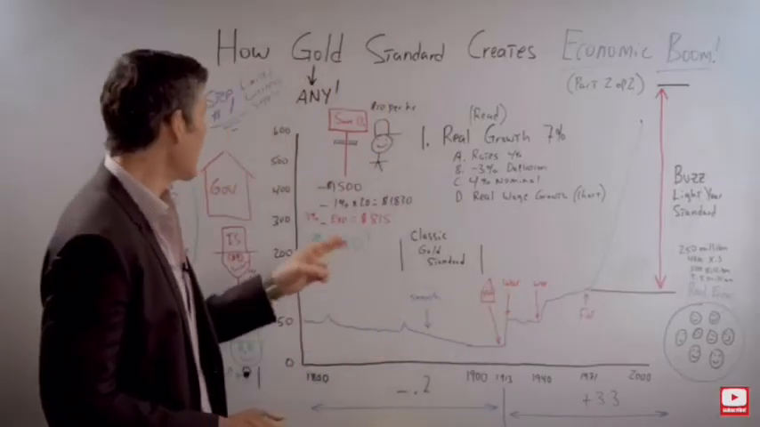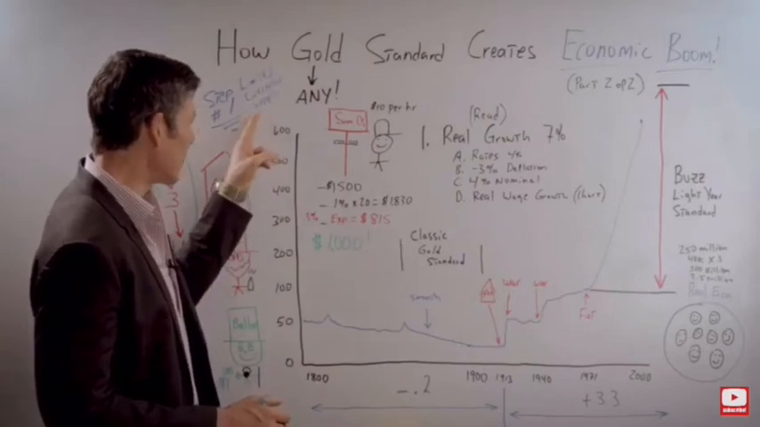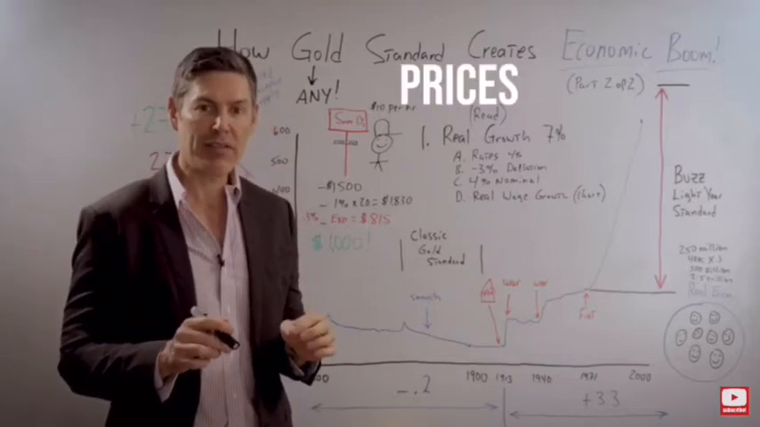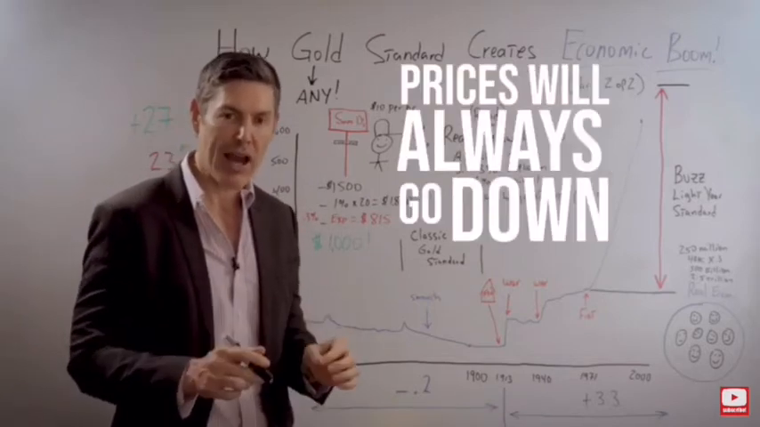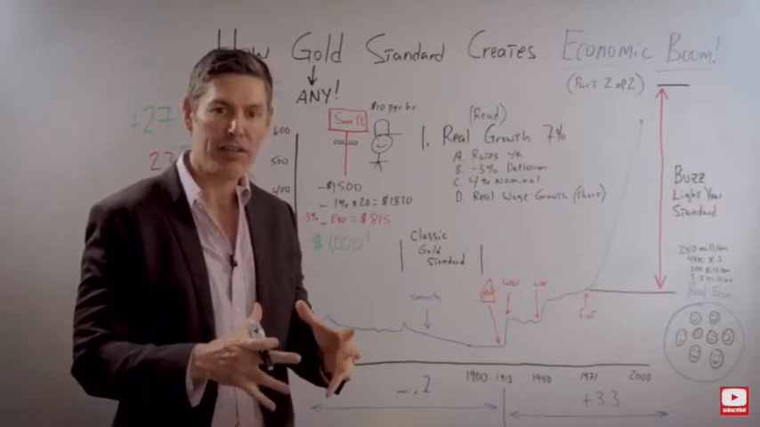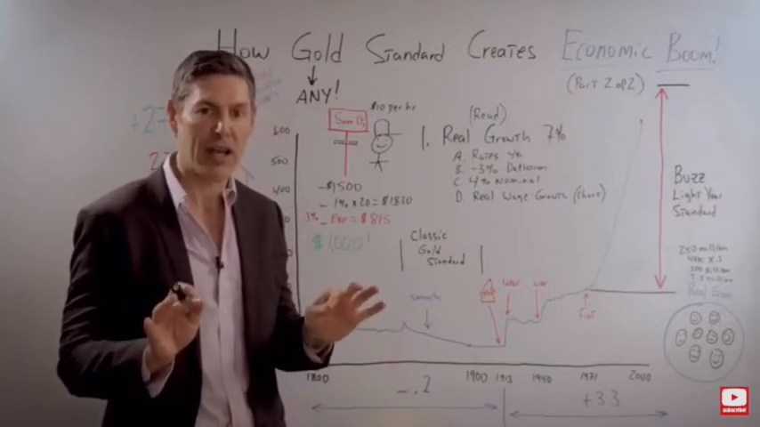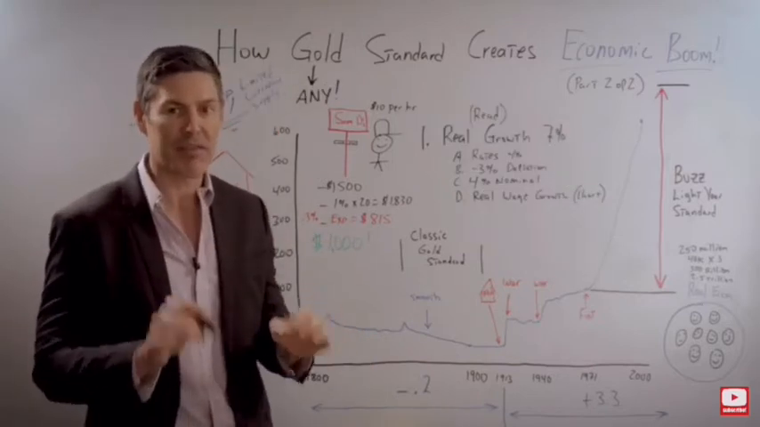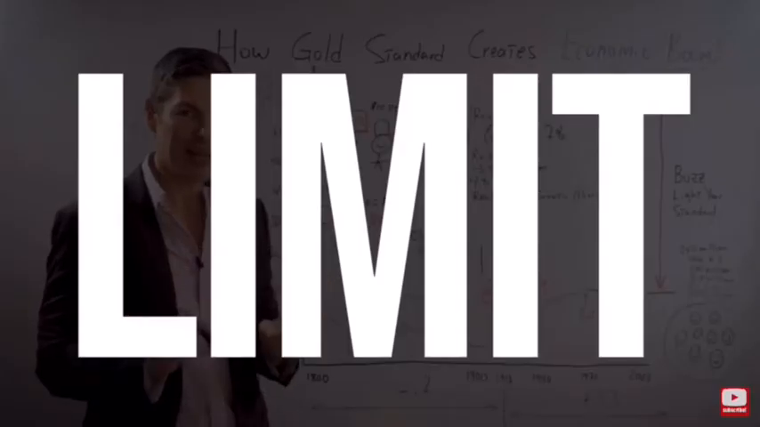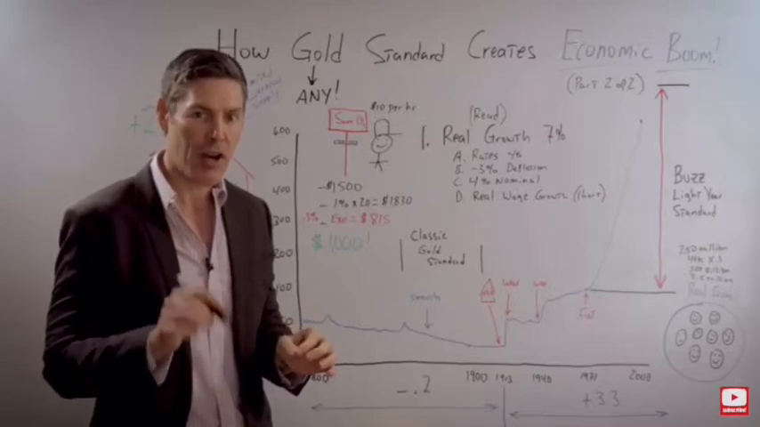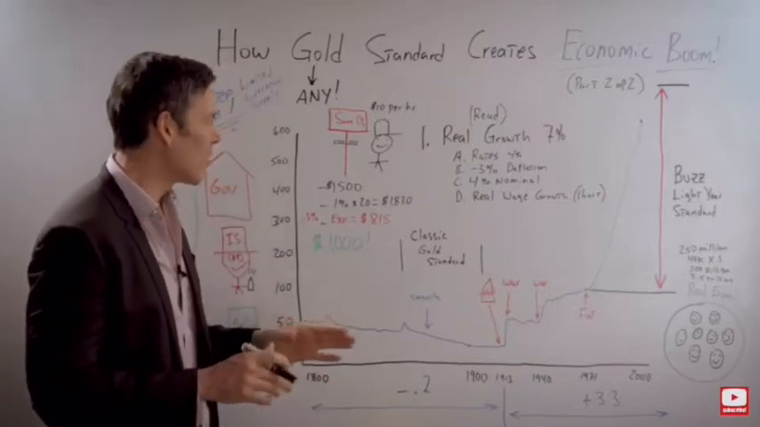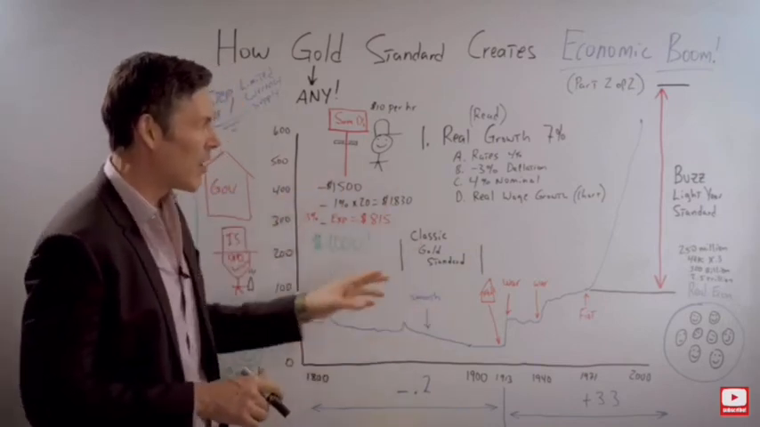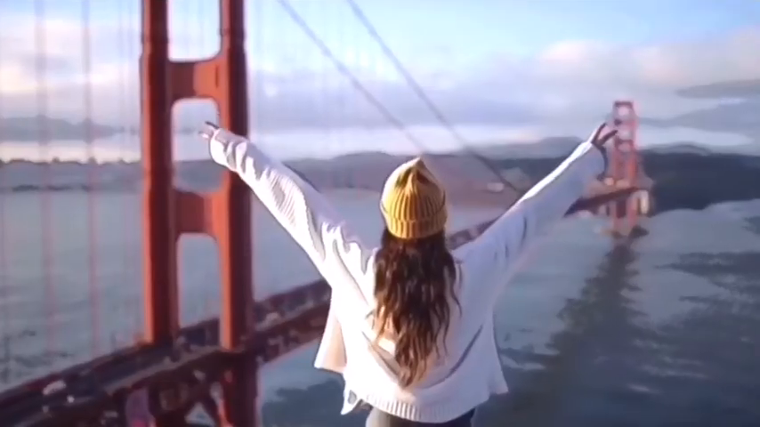If we can maintain a limited currency supply in a free market capitalist society, prices will always go down because we're getting more goods and services always created at a lower and lower price. Any type of standard that would limit the amount of currency created, that is the ideal, that is the objective, and that's what creates this type of economic boom.